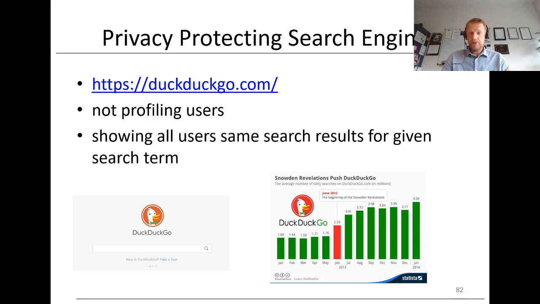There are even privacy protecting search engines like DuckDuckGo. They're not profiling users. That means that they show all users the same search results for a given search term, right? You can see the website. I've never used it, I just had a look at it when I prepared this material. And the funny thing is that when the Snowden revelations came out, which is about June 2013, from Edward Snowden, all the privacy sensitive information that he disclosed, you can see that there was a rise in the usage of the DuckDuckGo search engine.